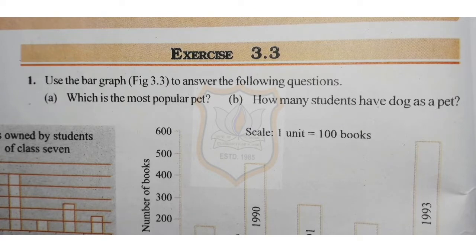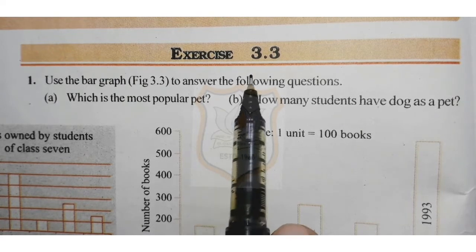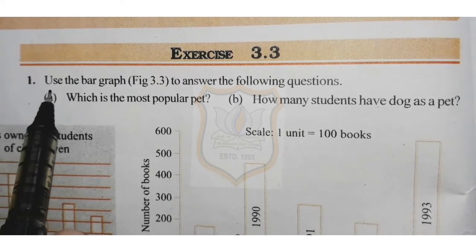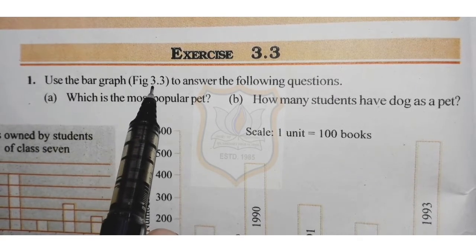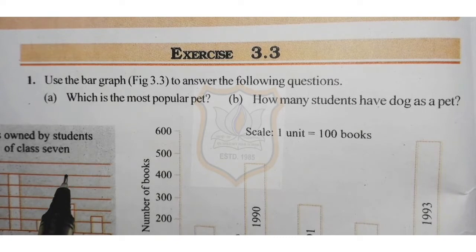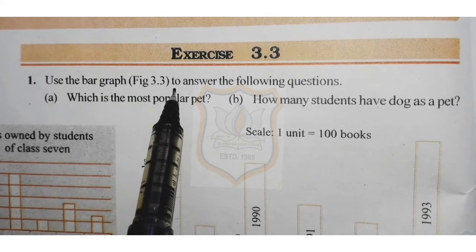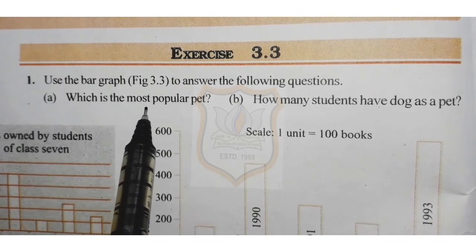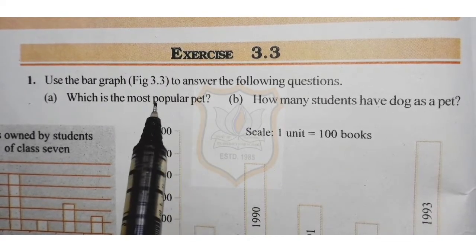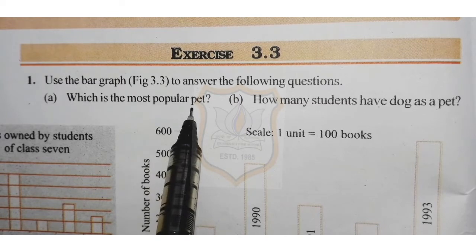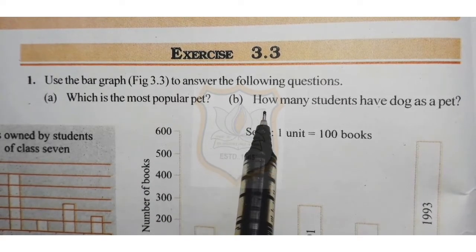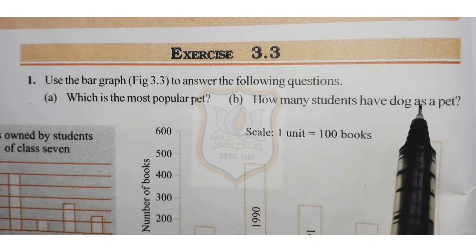Students, today I am going to start exercise 3.3. First question of exercise 3.3 is: use the bar graph, figure 3.3, to answer the following questions. I will show you figure 3.3 just now. A part is, which is the most popular pet? You have to give answer of these questions by looking at the graph. And B part is, how many students have dogs as a pet.